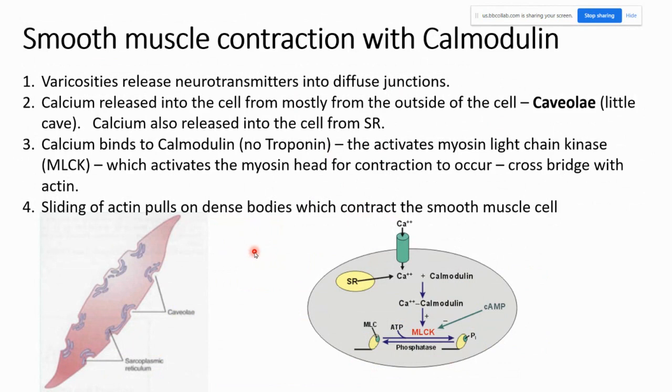But in smooth muscle, yeah, some calcium is in the sarcoplasmic reticulum. There's a little bit in there, but most of it is outside of the cell in these little caves called caveolae, little caves. So if I look at smooth muscle, they exaggerated the size of them here, but you can see these little caveolae, little caves, and calcium kind of resides in those caveolae. So when the diffuse junction, which you don't see here, comes in and spreads the neurotransmitter over the smooth muscle, well, now calcium enters the cell. Some gets released from the SR, like skeletal muscle, but most calcium comes from the caveolae from the outside.